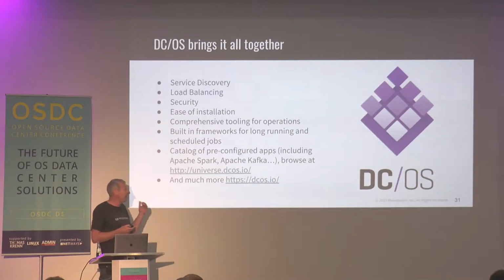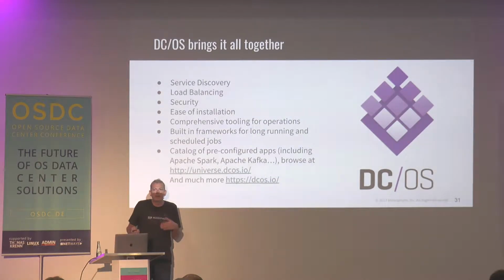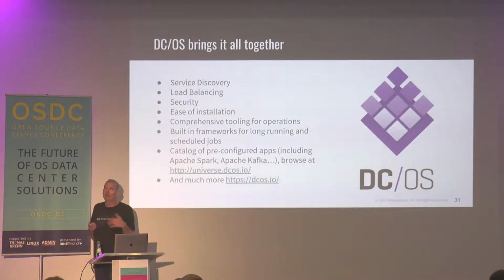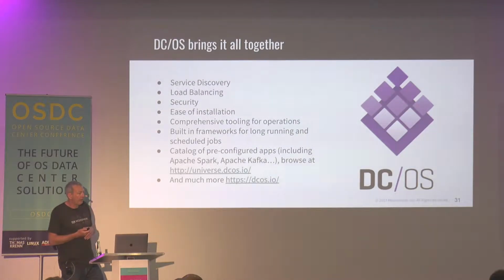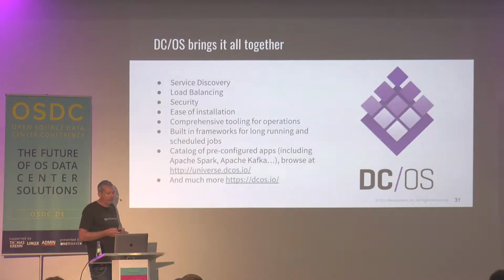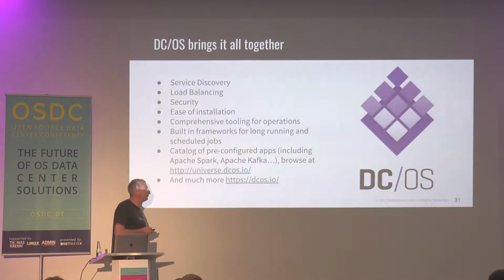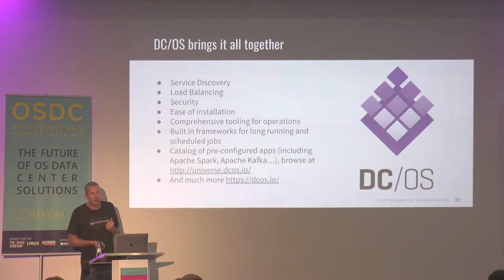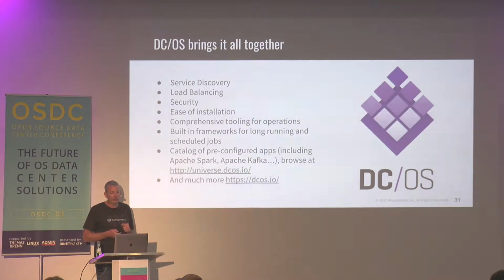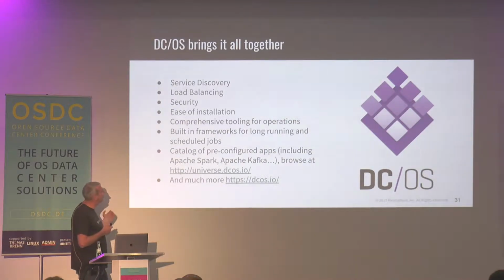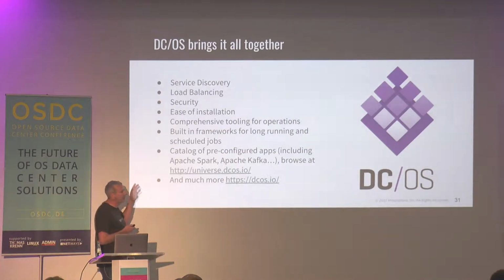But Mesosphere was really formed to democratize that, so that companies and users who didn't have access to a team of 100 engineers just to work on the scaffold around Mesos were able to have something to use. And so DCOS, which stands for Data Center Operating System, is basically a distribution of Mesos, along with a UI, a CLI, and all the bits that you need to run Mesos in production environments, monitoring, security. And most importantly, a catalog of pre-configured applications.